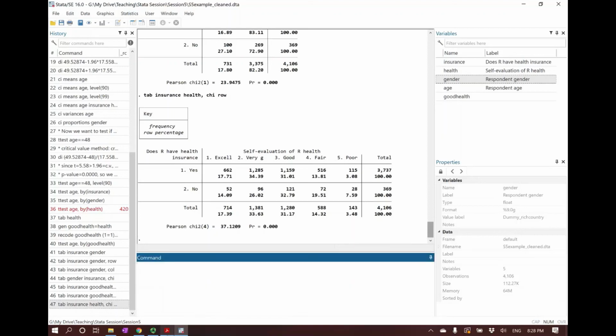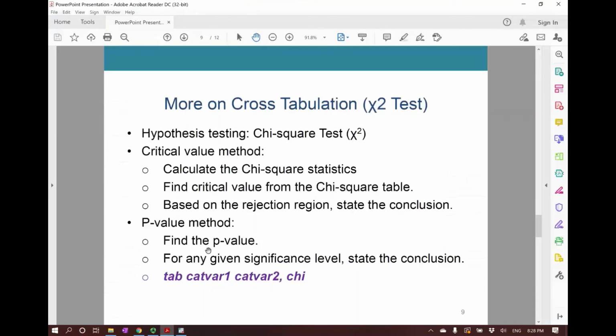So these are all the hypothesis tests we'll be using for this class. Hopefully this session will help you review some of the concepts we learned and also help you conduct any of these tests for your empirical research.